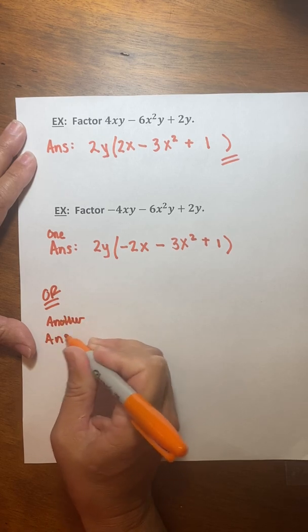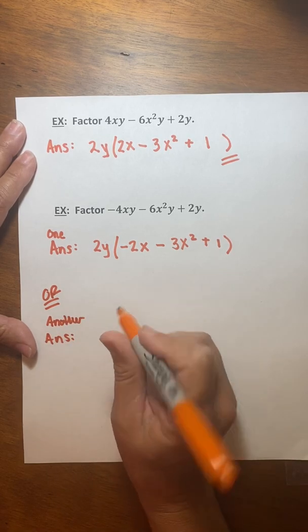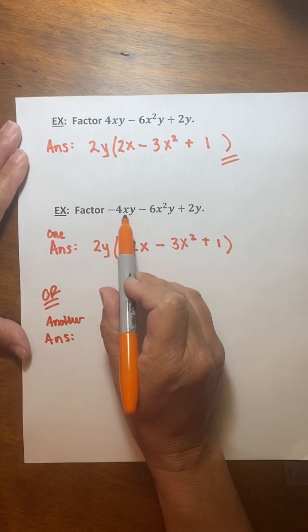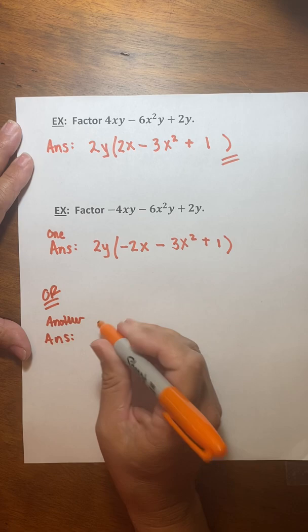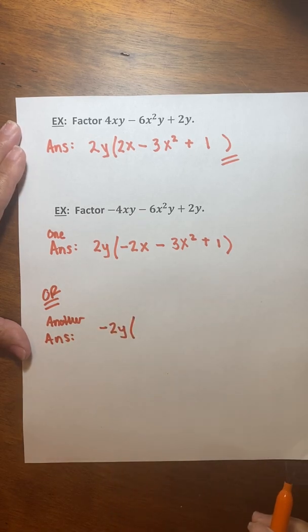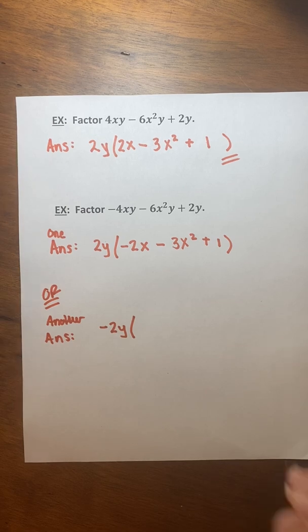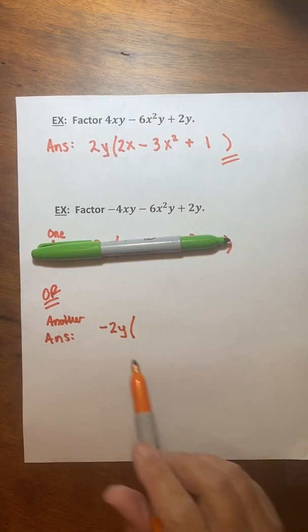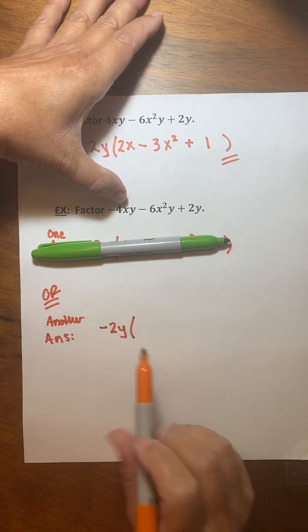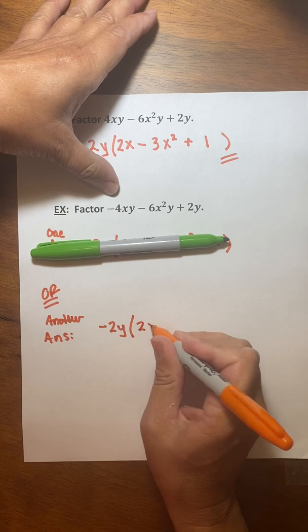Or another answer, right? We may pull out this shared factor of the 2 and the y, but we may pull out a negative 2. So what happens if we pulled negative 2 out instead? Well, we have to be super careful with our signs here. If we pull negative 2 out instead, I'm going to hide that. Well, we pulled out the negative, we pulled out the y, so what would be left would just be 2x.